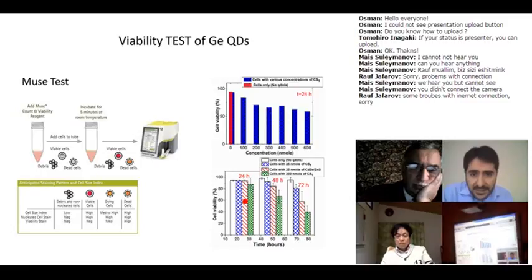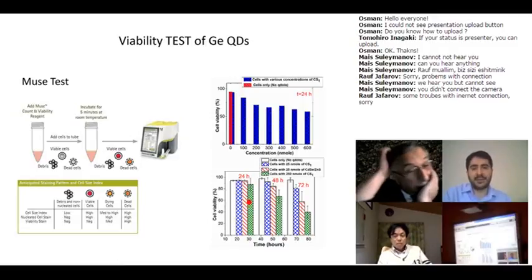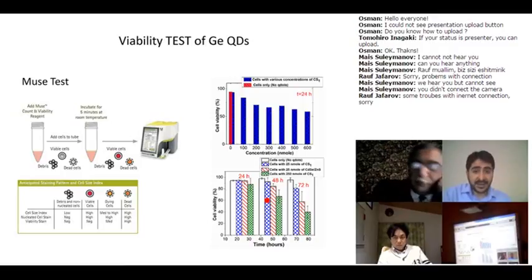This blue one is germanium particles. The red one is commercially available cadmium selenide particles. As you can see, on the first day it's around the same. This green one is the 10 times more concentrated germanium particles.